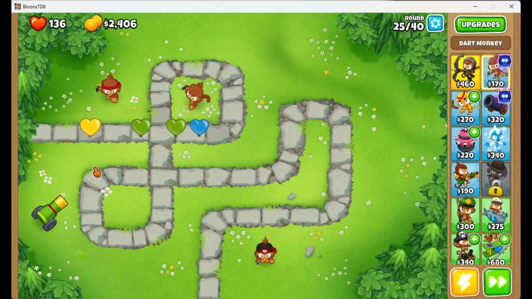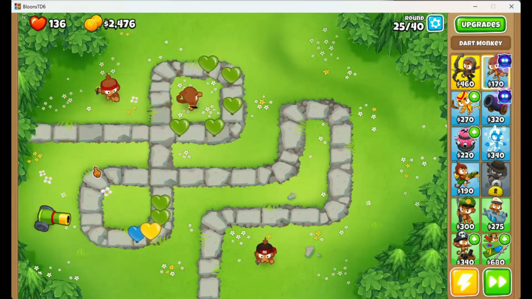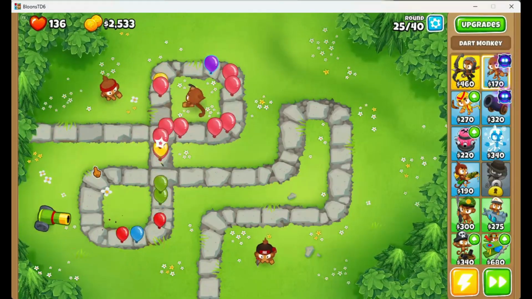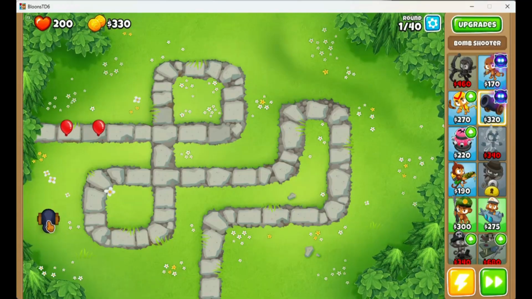Have you ever wondered if you could teach your computer to play Bloons TD6? Well, I did. Here's the story of how it went. First, what even is Bloons TD6?